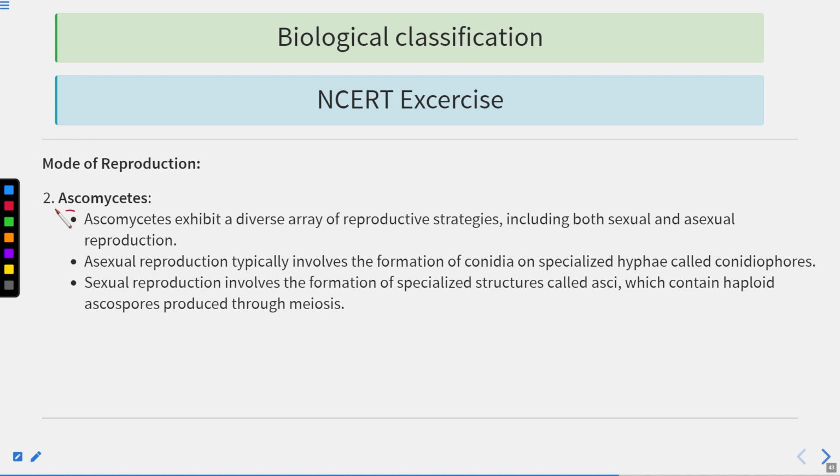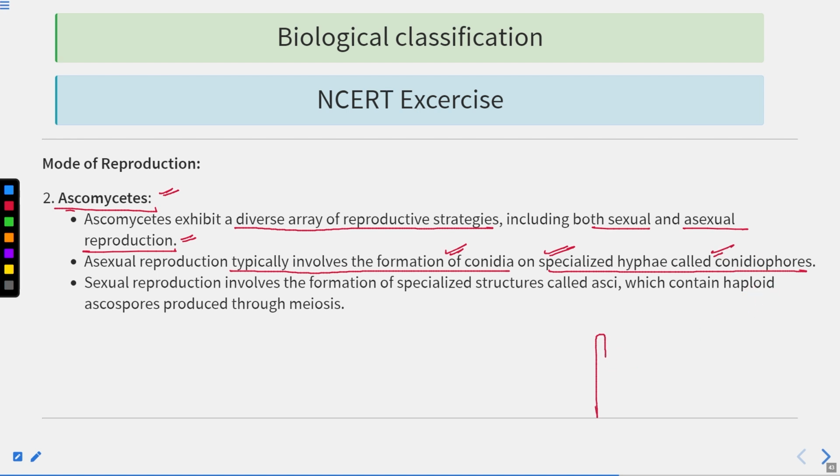Next is the ascomycetes. Now, what do we see as the mode of reproduction in the ascomycetes? Ascomycetes exhibit a diverse array of reproductive strategies, including both sexual and asexual reproduction. Asexual reproduction typically involves the formation of conidia on specialized hyphae called conidiophores, right? So they follow asexual reproduction by the formation of conidia on the specialized hyphae called conidiophores.